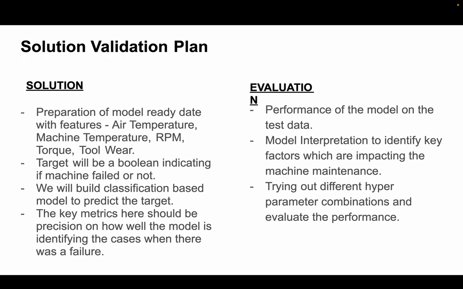And for evaluation metrics, the performance on the test data would be a good indicator. We also might want to know what the key factors impacting my failure are. For example, out of these features that we have selected, air temperature, machine temperature, RPM, tool wear and torque, which feature is causing a major impact on the failure, so we can optimize it to improve the machine life. Now, trying out different hyperparameter combinations and evaluating the performance, so cross validation and all those techniques can be used here.